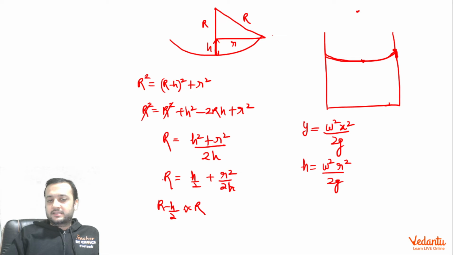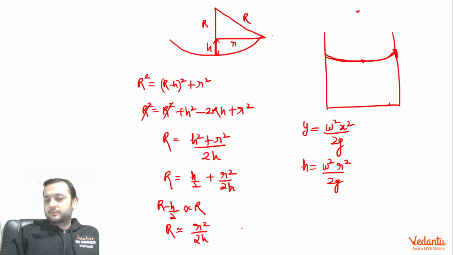Because if you think that this is 1 crore and this is 1, so 1 crore will acquire its value because of this term. 1 is not going to affect a lot. So we can ignore this. So we can say that this R is actually equal to R square by 2h.